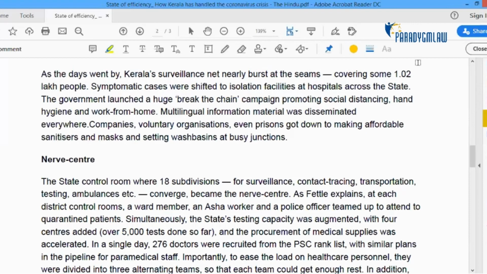So we have the Kerala model in action in this passage. Please read it. The Break the Chain campaign has been talked about.